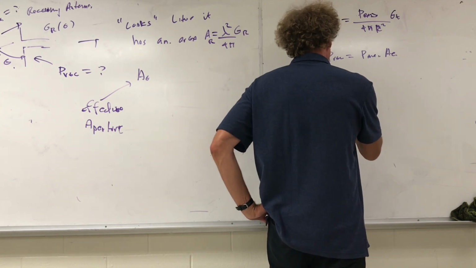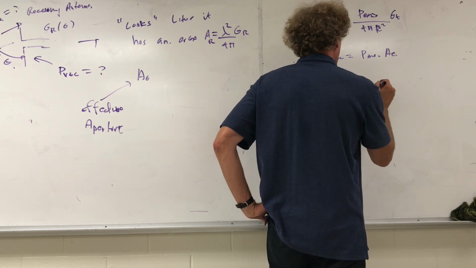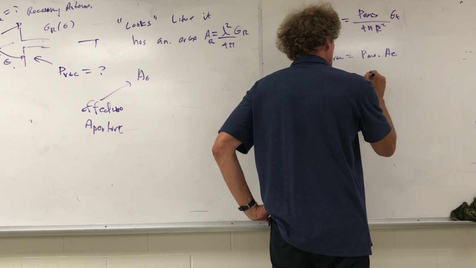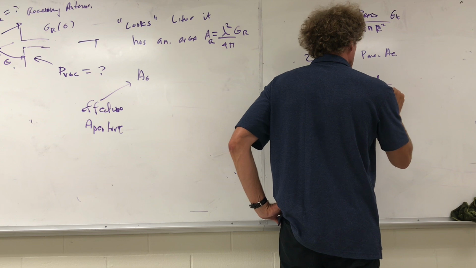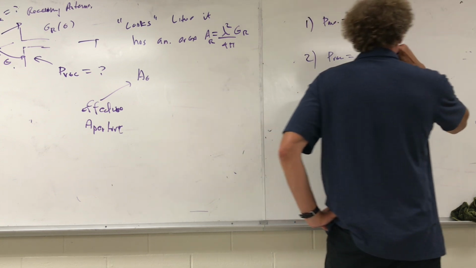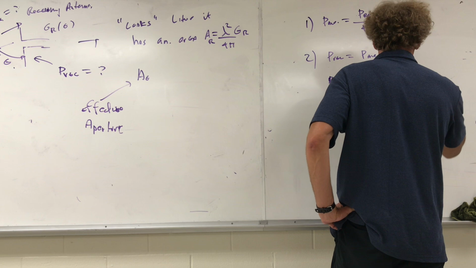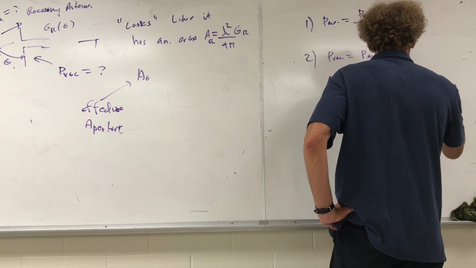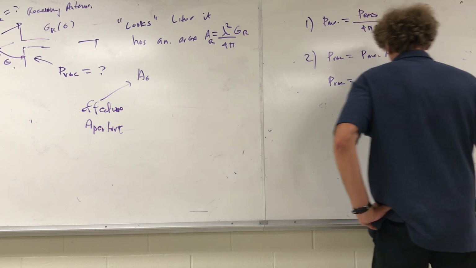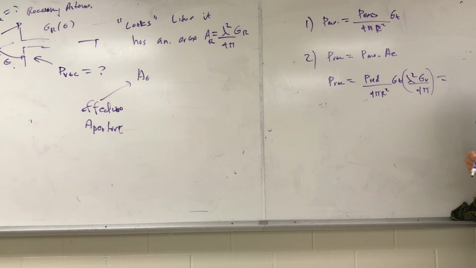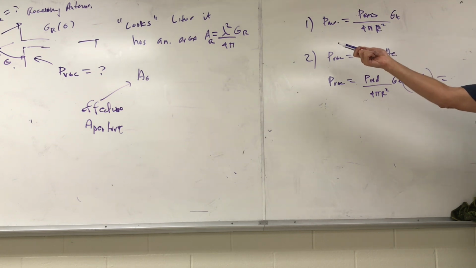So now I can say P receiving right here is going to be average power density. I'm going to put it on P rad, so radiated power density over 4 pi r squared, times gain of the transmitter, times the aperture. Well, that's going to be lambda squared gain of the receiver over 4 pi. Can you all follow me what I've done here? I've just substituted in the values for average power density and the effective aperture area here.